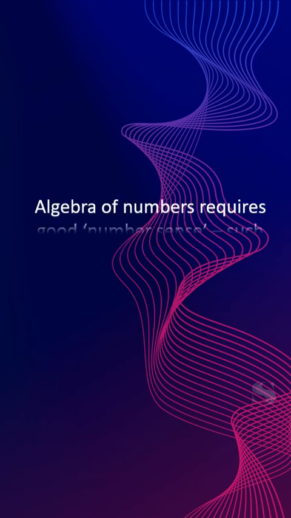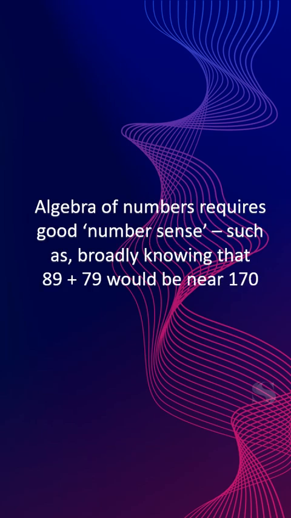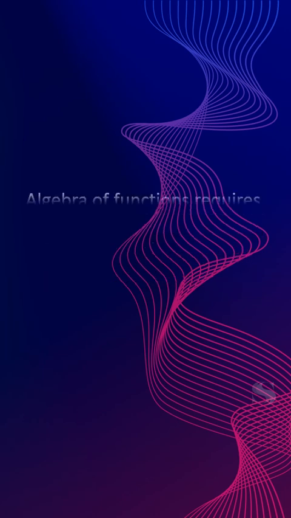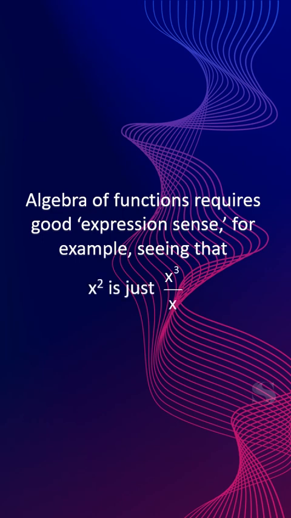Recall, success in algebra of numbers requires a good number sense. For example, broadly knowing that 89 plus 79 would be near 170, that is nearly 10 and 20 less than 100 plus 100. In a similar way, success in algebra of functions requires a good expression sense. For example, seeing that x squared is just x cubed divided by x.